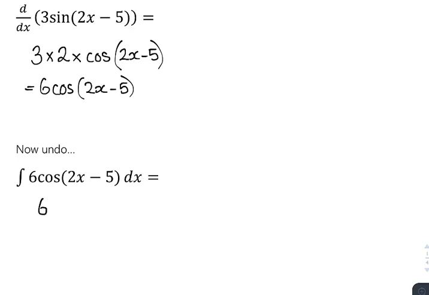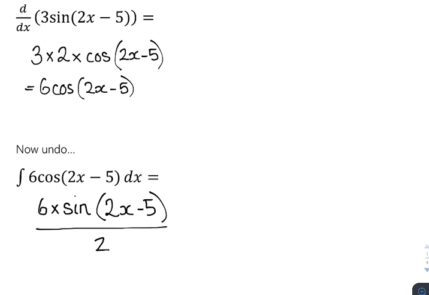Using this, we can undo it. So we have the function 6 cos 2x minus 5, and we want to integrate it. So our first step is to do the opposite of what we did before. So instead of having cos, we're going to have sine. So the bracket again doesn't change, but now we just have to divide by that derivative.